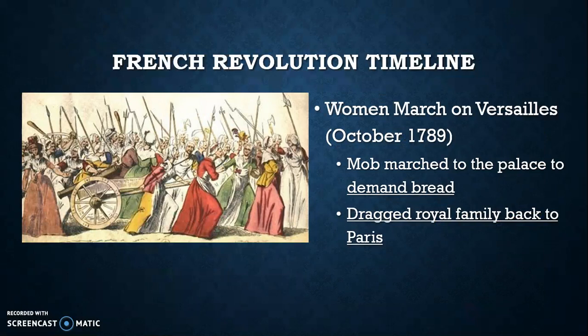In October of 1789, women played a major role in the revolution when they marched to Versailles to demand bread from the king and the queen. The queen agreed to let them have all the bread in the castle, but that wasn't enough. They demanded that the royal family come back to Paris with them and see what conditions were like in the city. So they dragged them back, put them under house arrest, and that was the last time that the king and queen and their family would ever see the Palace of Versailles.